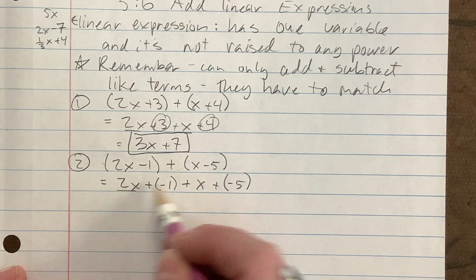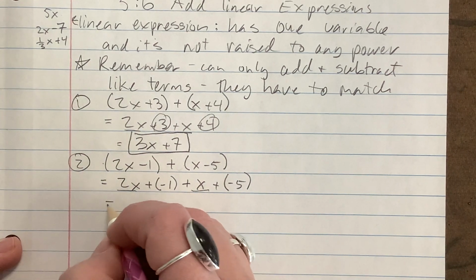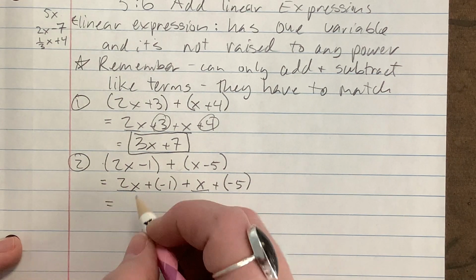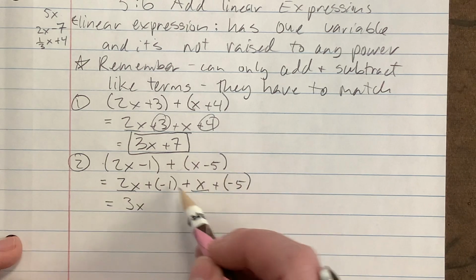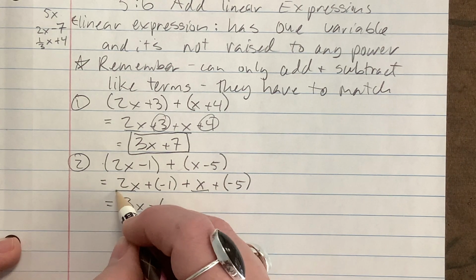And we can add. Again, we got 3x again. That's weird. I'm redundant. So 2x plus x is, again, 3x. -1 plus -5 is -6.